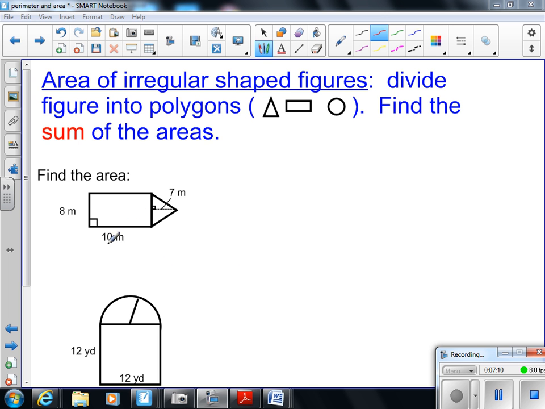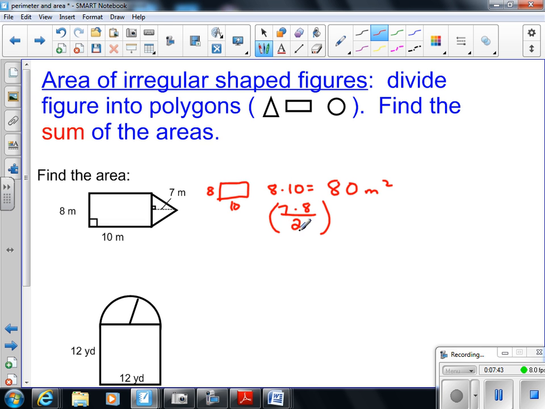Okay, so let's try this one. What two shapes would I find the area for here? A rectangle and triangle. Okay, so let's find the area of the rectangle. An 8 by 10. And I need to see that written down. And then for the triangle, what is your height and your base of the triangle? 8 would be the base, 7 is the height. So 7 times 8 divided by 2. And what do you get?